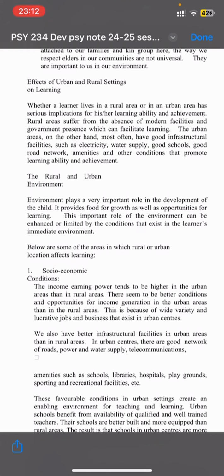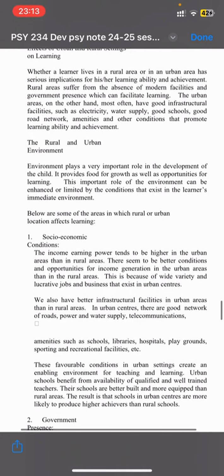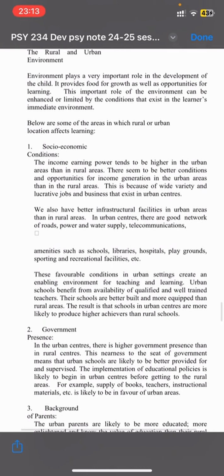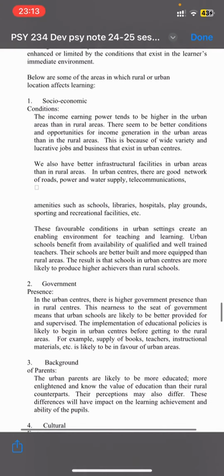Socio-economic conditions. Now the income in urban areas is always higher, and the infrastructures, the facilities, the libraries, the network of roads is always higher. And it's always better in the urban areas. So these favorable conditions in urban settings create an enabling environment for teaching and learning. It depends on what you mean by teaching and learning, but I'm not going to go into that today.